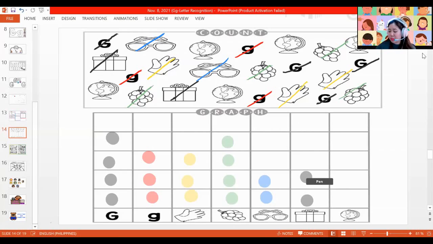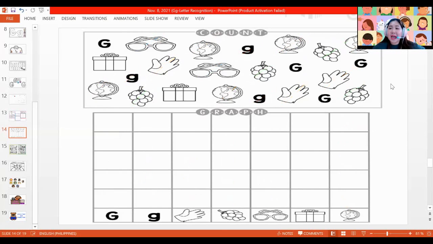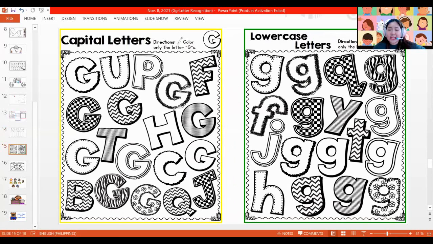And for the last picture, we have the globe. Let's mark and count. 1, 2, 3, 4, 5. So 5 dots. 1, 2, 3, 4, 5. Finish also, just like teacher. Wow naman. Okay, let's have our capital and lowercase letter G. So remember, use only one color. So let's look for capital letter G first, or the big letter G. The other letters are not included because letter G is our friend for the day.